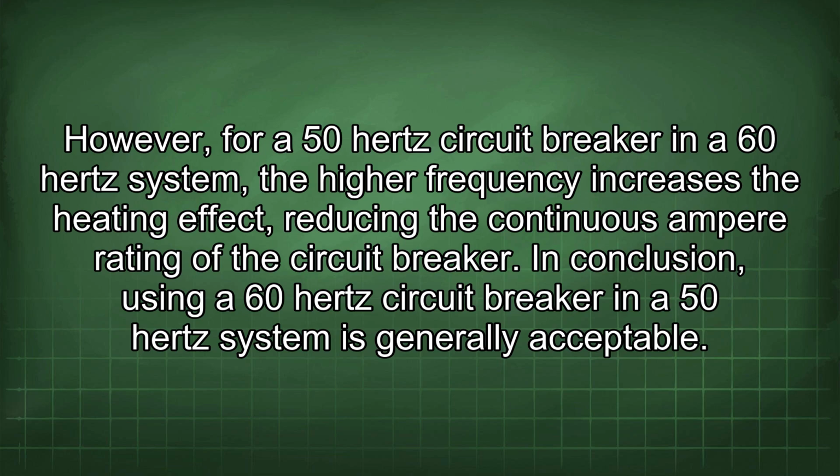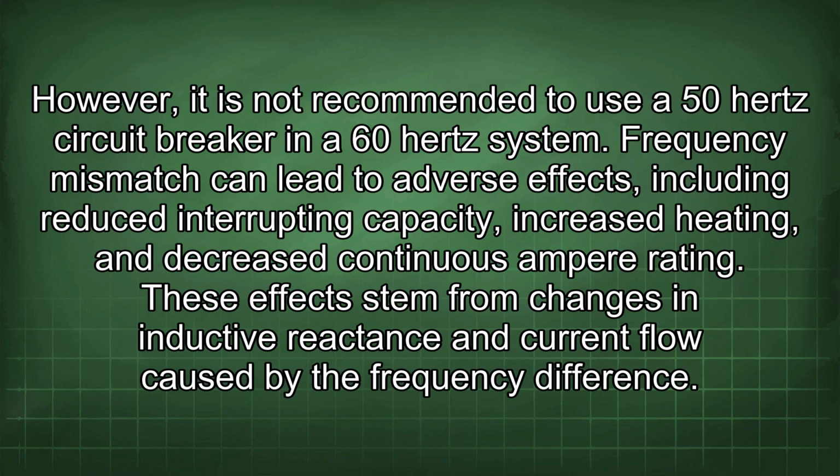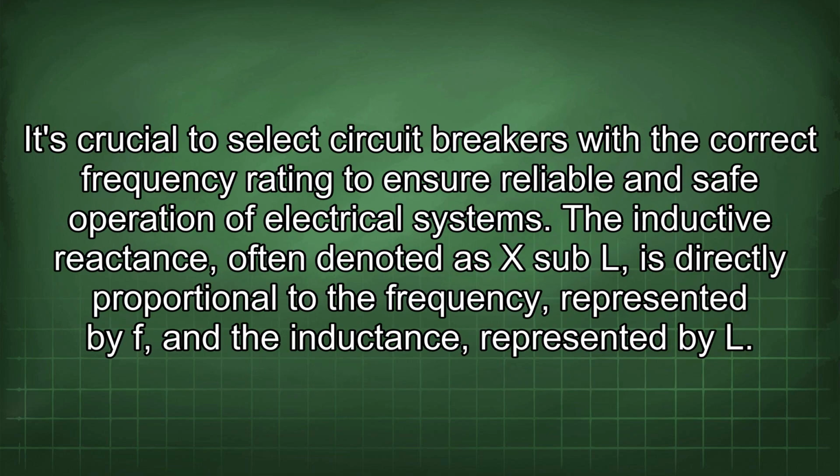In conclusion, using a 60 Hz circuit breaker in a 50 Hz system is generally acceptable. However, it is not recommended to use a 50 Hz circuit breaker in a 60 Hz system. Frequency mismatch can lead to adverse effects, including reduced interrupting capacity, increased heating, and decreased continuous ampere rating. These effects stem from changes in inductive reactance and current flow caused by the frequency difference. It's crucial to select circuit breakers with the correct frequency rating to ensure reliable and safe operation of electrical systems.